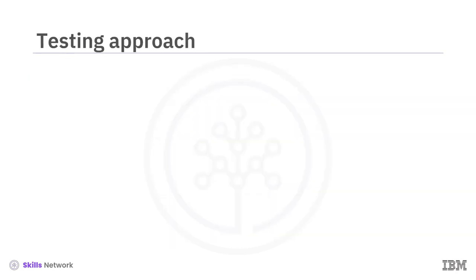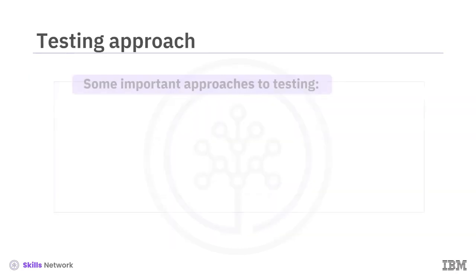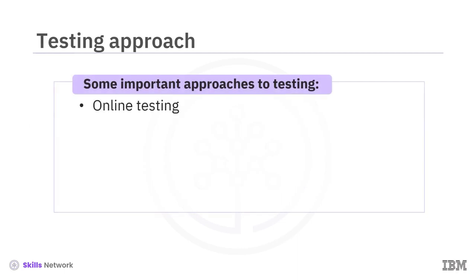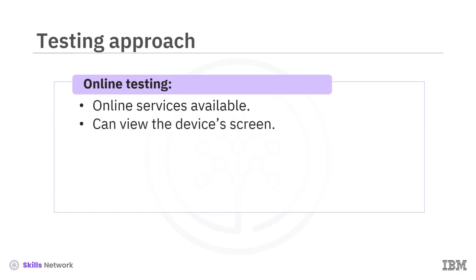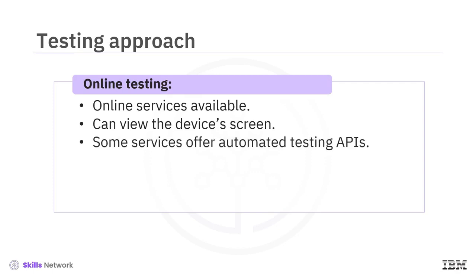Let's now explore some important approaches to testing. These are online testing, in-browser testing, and mobile emulators. You can test responsive pages on mobile browsers using a number of online services. You can view the screen of the device in your browser while the testing is done. In addition to live testing, some services offer automated testing APIs that allow you to run scripts and check for style regressions or faulty user interfaces.